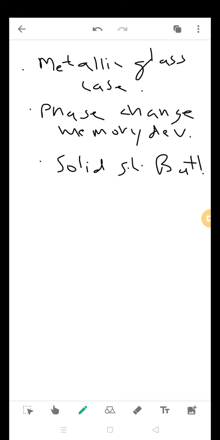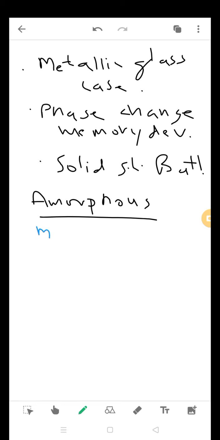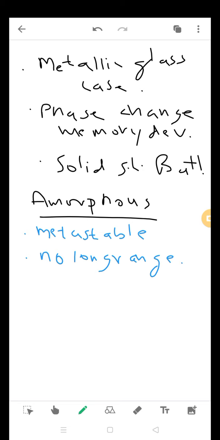Now, when we say an amorphous material, what do we actually mean? When we say a material is amorphous, it means that it is a metastable solid with no long range ordered atomic arrangement. So first of all, it's metastable, and no long range order. So these two characteristics make a material amorphous.